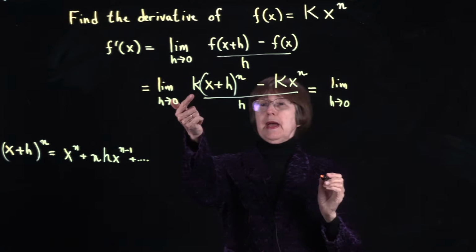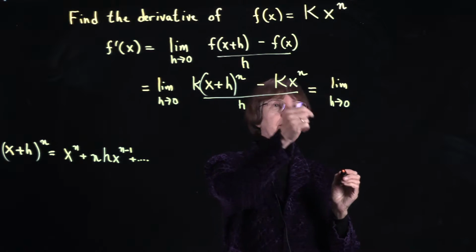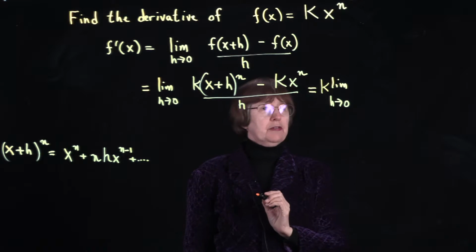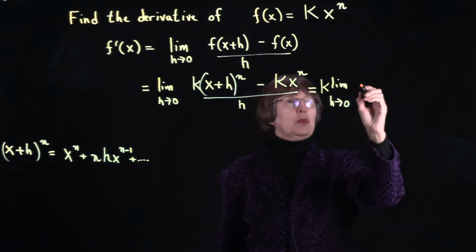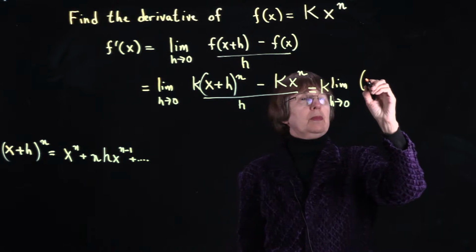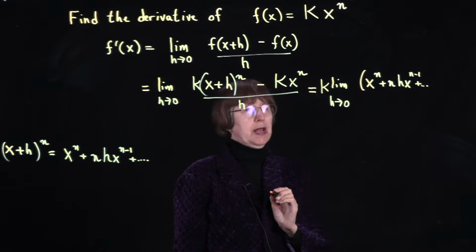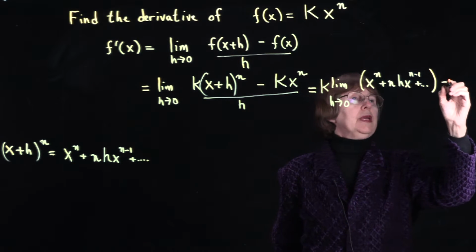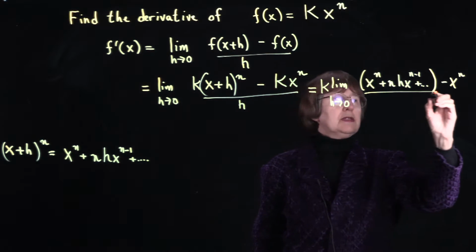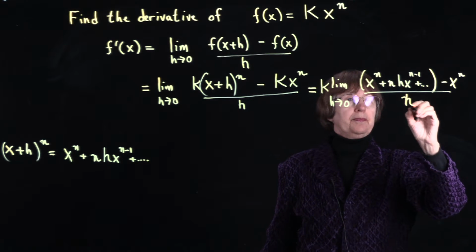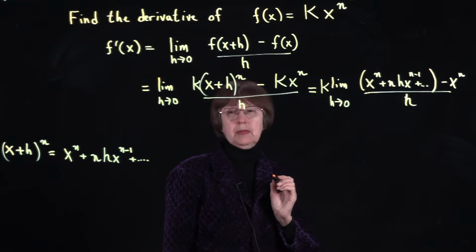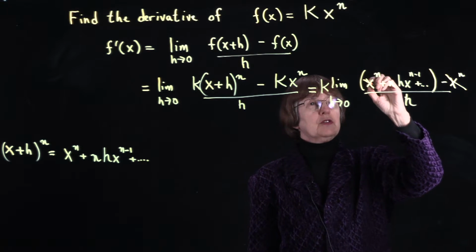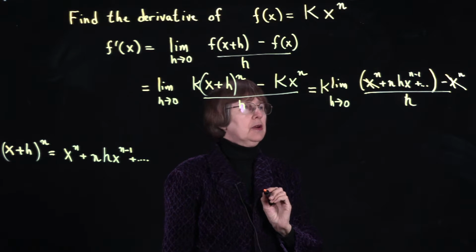We can take the k out from both of these terms, and in fact, since it does not involve the limit at all, we can put it out in front of the limit, and then inside we're going to have terms of this form plus a lot of other terms that have higher powers of h, minus x to the n from here, and all that is divided by h. Now let's observe that we can do some cancellation. So for a start, we can cancel out the factors of x to the n here and here.